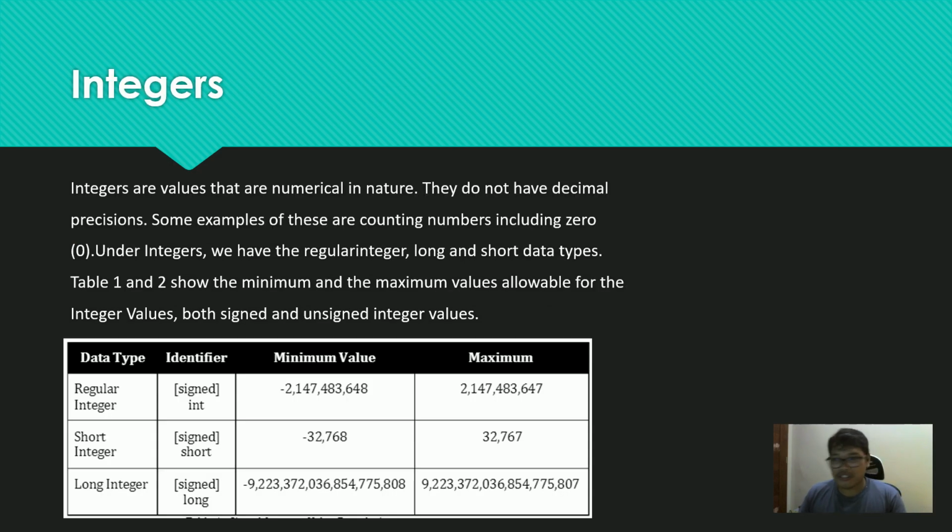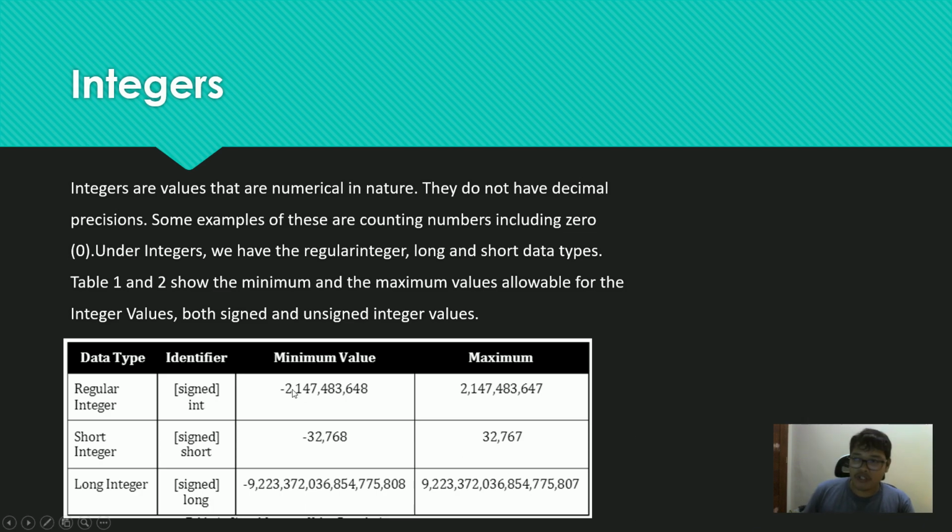So, the integers. Integers are values that are numerical in nature. They do not have decimal precision. Some examples are counting numbers, including 0. Under integers, we have the regular integer, long, and short data types. Table 1 shows the minimum and maximum values allowable for integer values, both signed and unsigned.